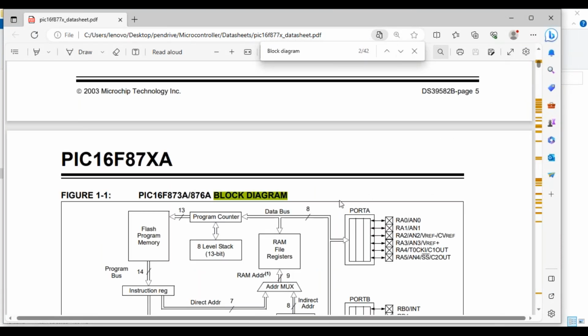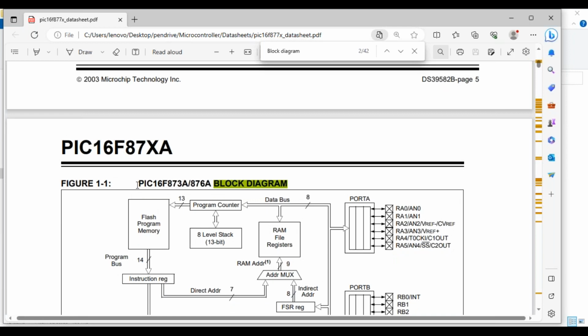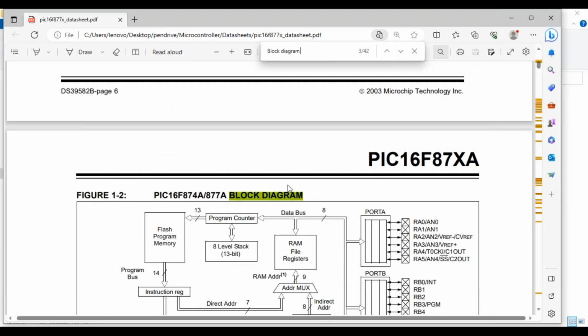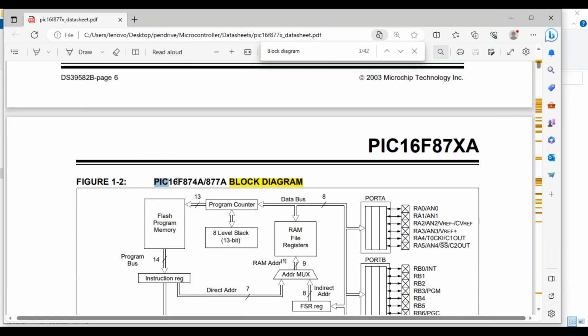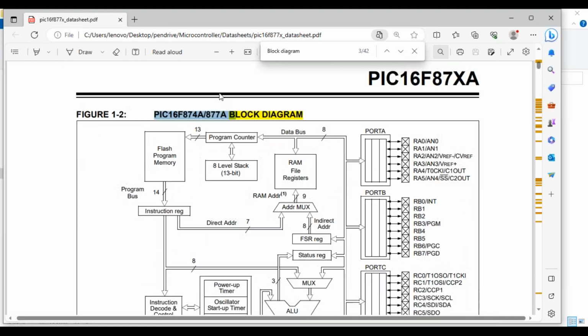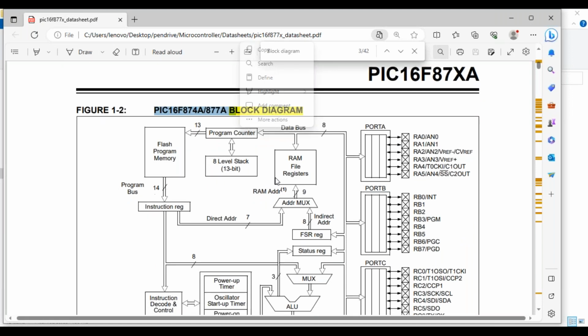The first search result is here: the block diagram of PIC16F873A or 876A. Should I refer to this block diagram for our microcontroller? No, because ours is PIC16F877A. Scrolling down, this is PIC16F874A and 877A. Can I refer to this block diagram? Yes, the block diagrams of 16F874A and 877A are the same.